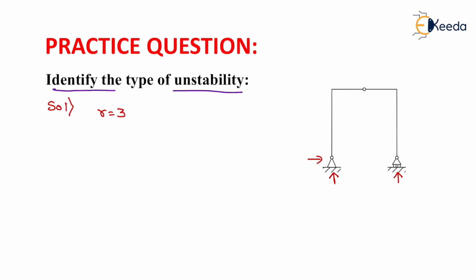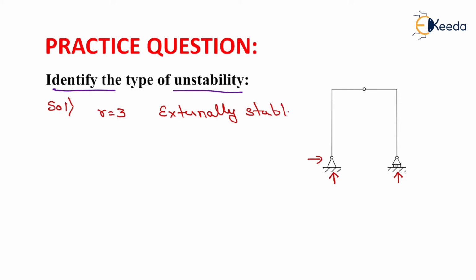Now we need to check the second condition, whether all the reactions are meeting at a single point or not. Here, all three reactions are not meeting at a single point. So this frame becomes an externally stable structure. So this frame will be externally stable.